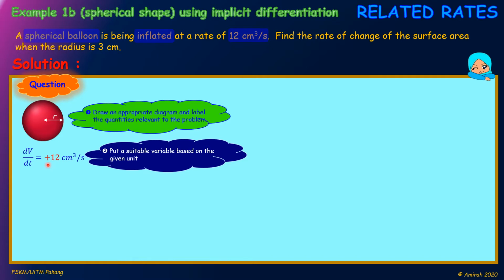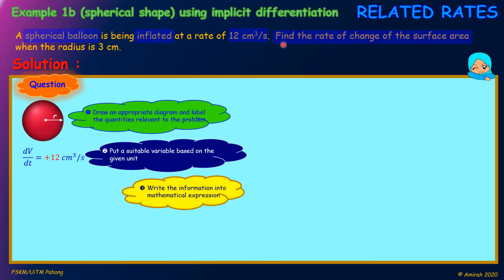We put positive here because the word used here is inflated. Inflated means blow up, means volume increase. So we put a positive sign here. So dV over dt equals positive 12 cm³ per second. And then step 3, write the information into mathematical expression.